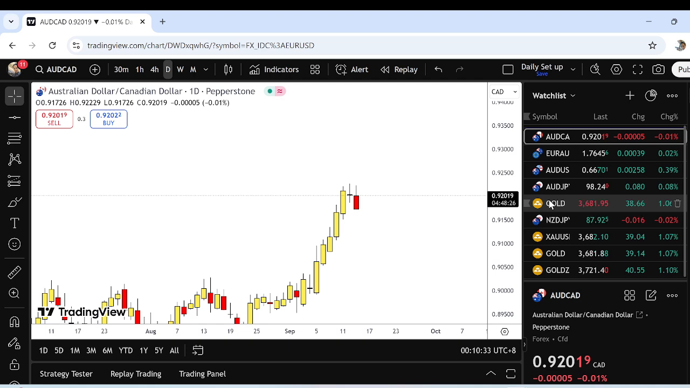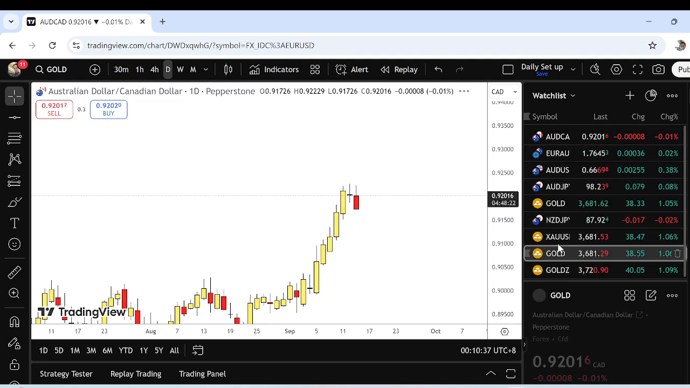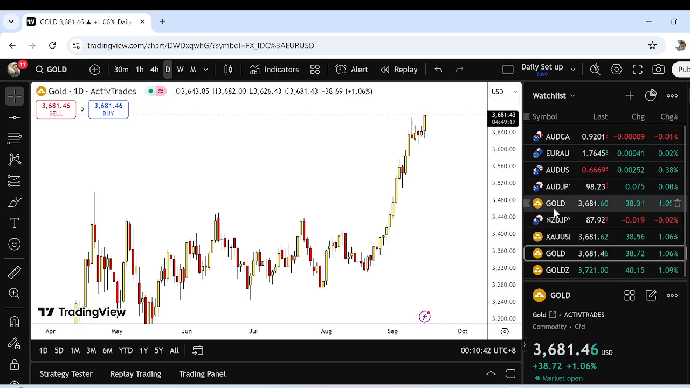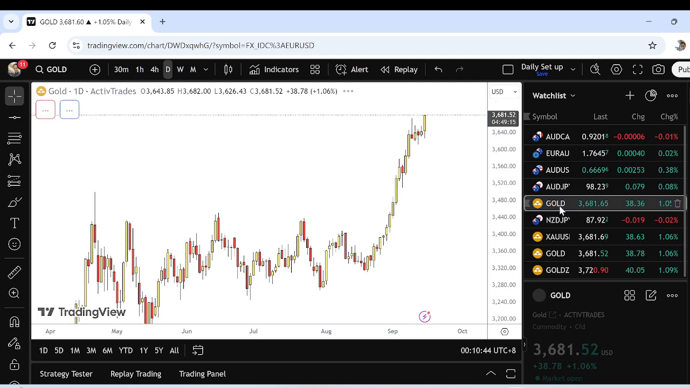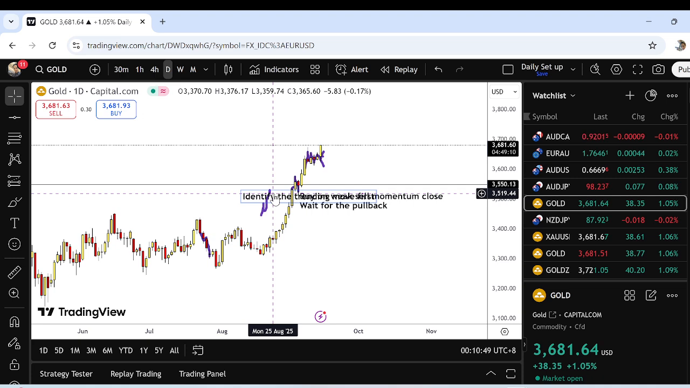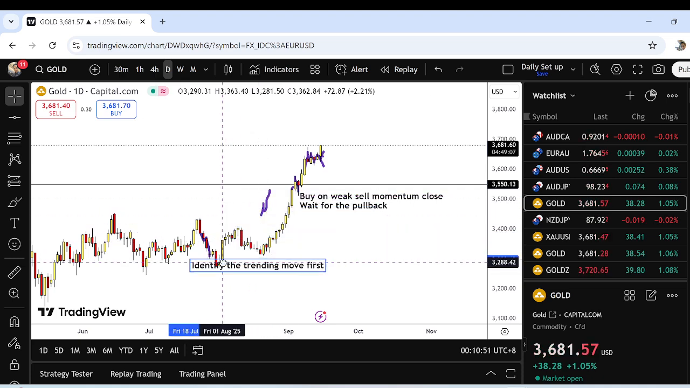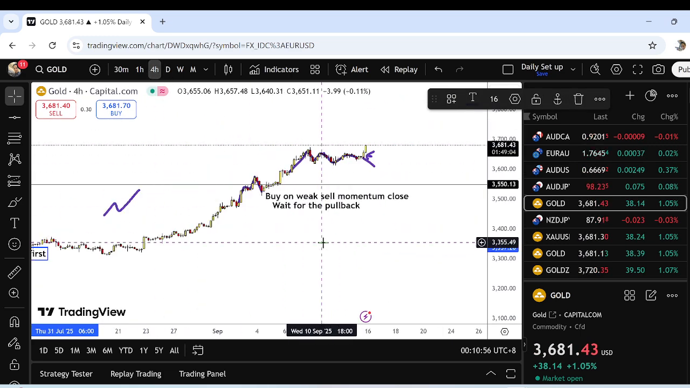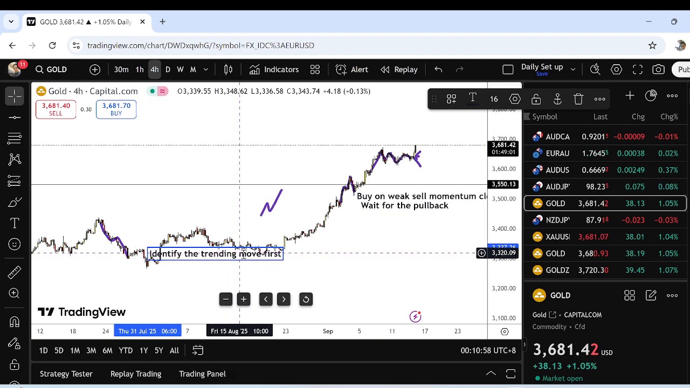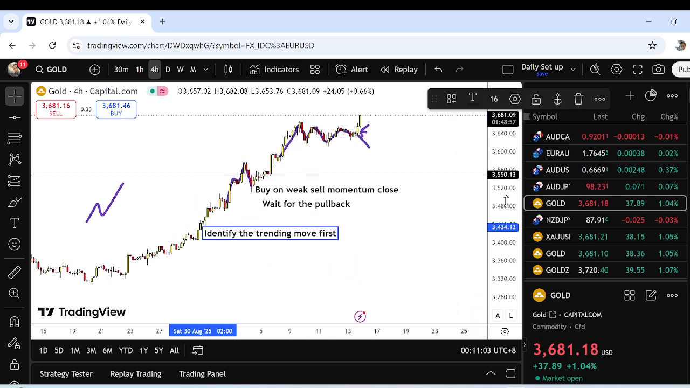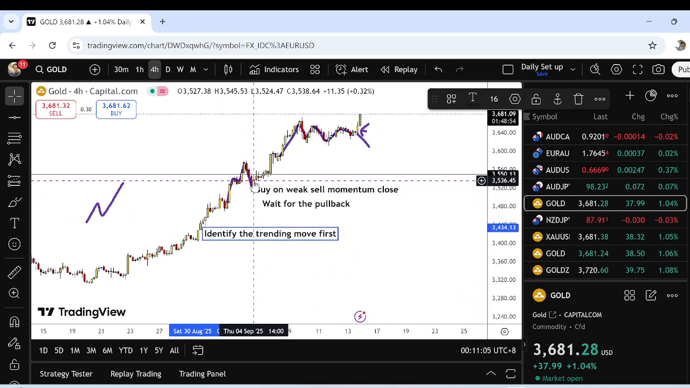So see you on Tuesday or Wednesday, then the market will pick up. Just remember the 3 points that I shared with you. Okay, if you miss a setup, it's okay. Identify the trending move first. After you identify the trending move, buy on weak sell momentum, or wait for the pullback. Once the pullback happens, then look for a buy.